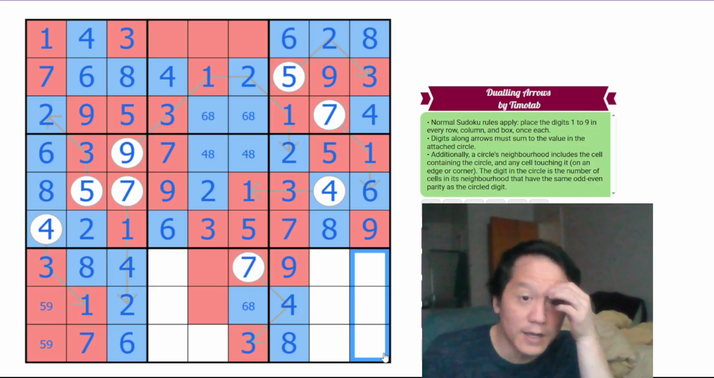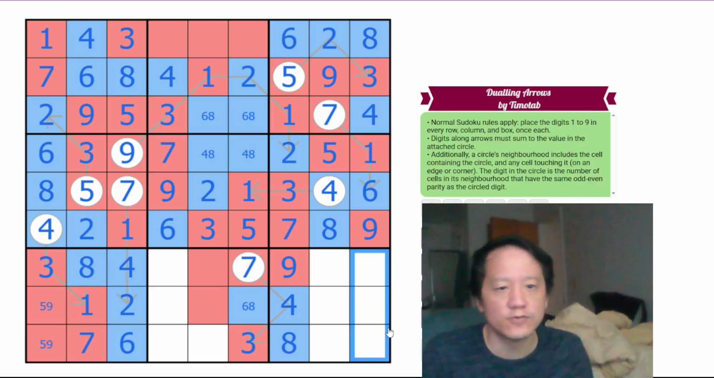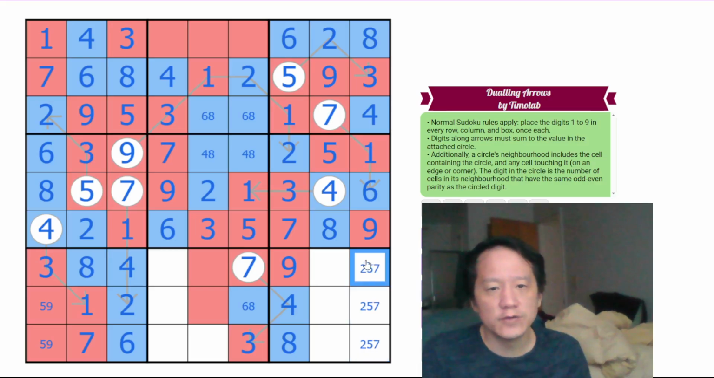In column 9, we have 2, 5, and 7 remaining. 7 cannot be here or here. Where's a 7 in column 9? It must be here. That's odd.